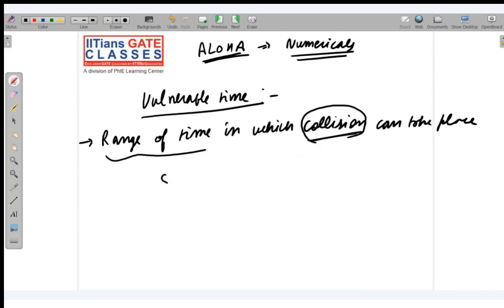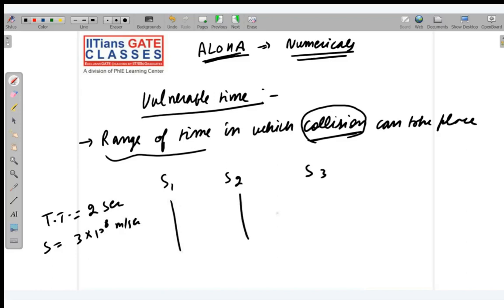Let me give you a small example, you will get more clarity. There are three stations, station 1, 2 and 3. Let us suppose the transmission time is 2 seconds, roughly. And we are assuming the speed of light is 3 into 10 to the power 8 meter per second. So it is very high, and these stations are very close to each other, so I will assume negligible propagation time.